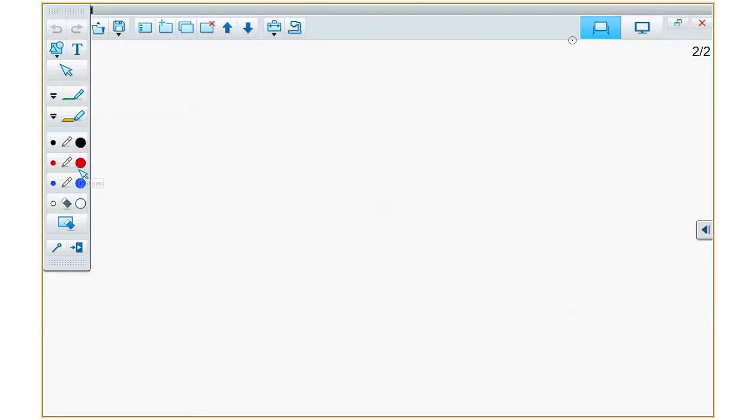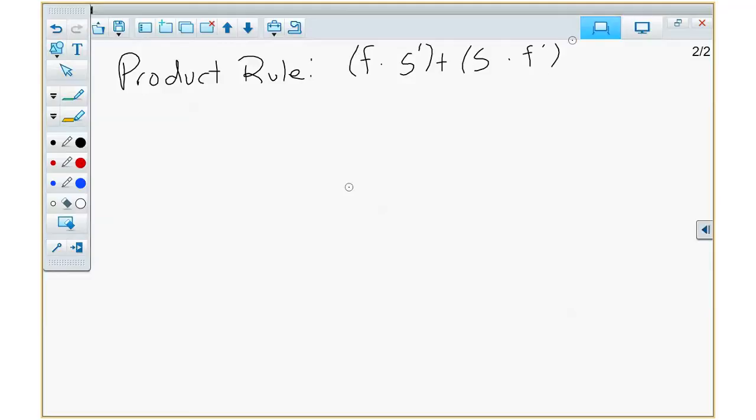The product rule of derivatives is the first times the derivative of the second plus the second times the derivative of the first. Now I'm going to put that in parentheses because I want you to realize that you take this and you add it to that. And it's just that simple.